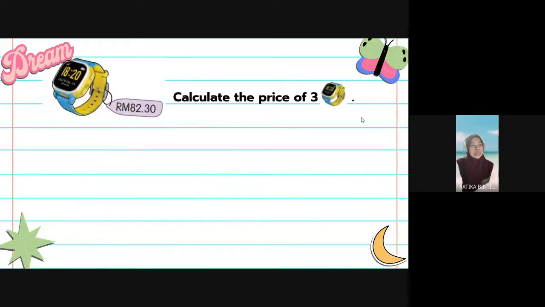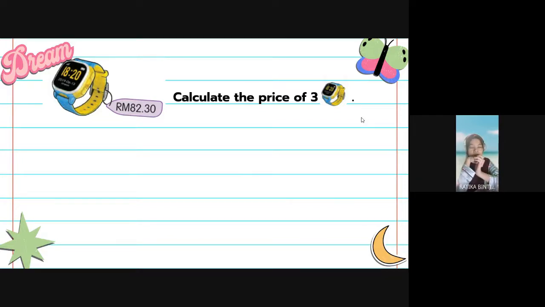Now calculate the price of 3 watches. Given to you, one watch is 82 ringgit and 30 sen. What if you have 3 watches? Can you please calculate first? Can you try first? You try first. Later we discuss.